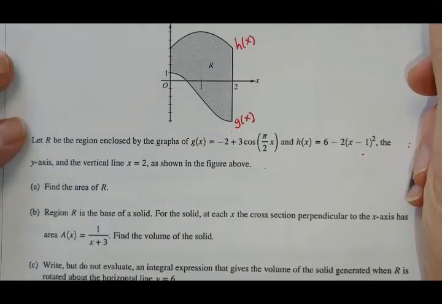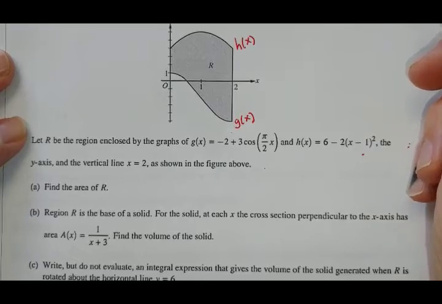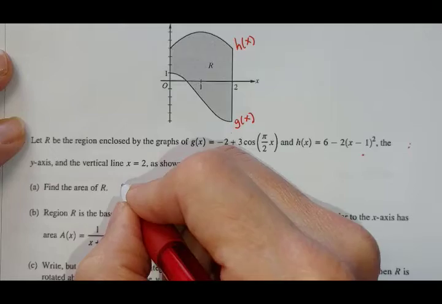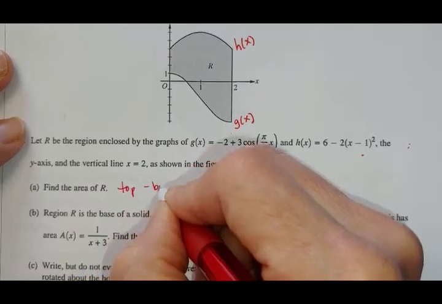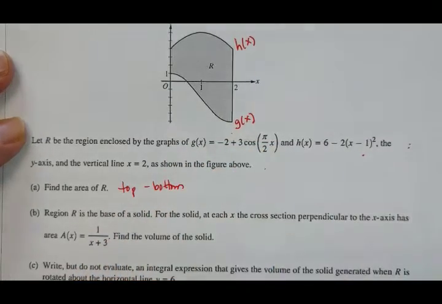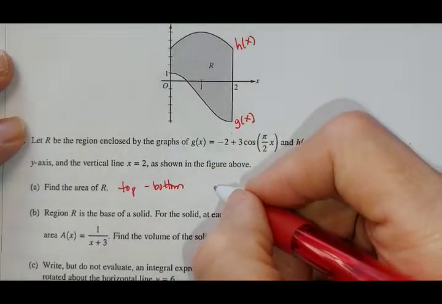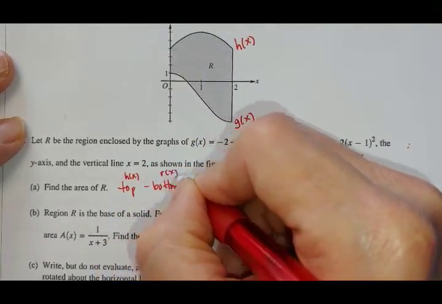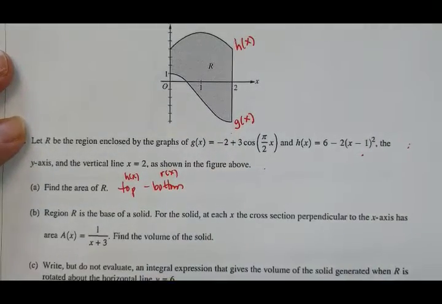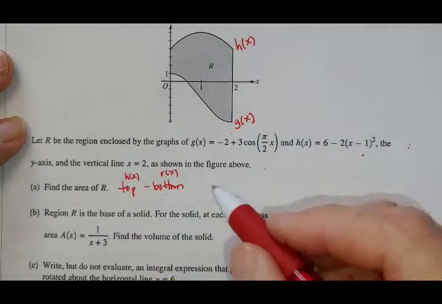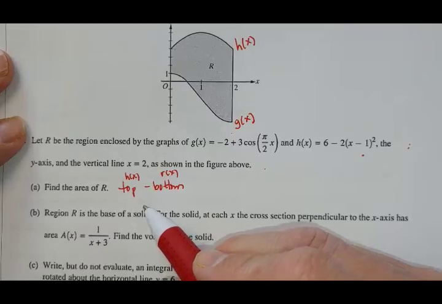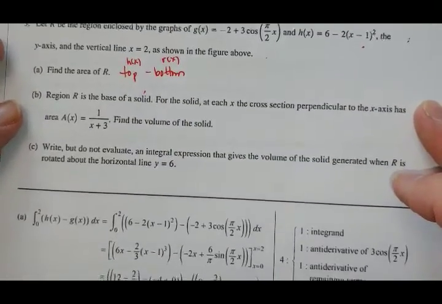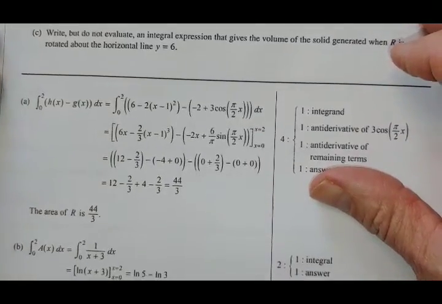So we're finding the area of the region. Remember area, there's a top and a bottom, so we're going to do top minus bottom. So that is going to be, in this case, h of x, which is on top, minus r of x, which is on bottom. And it says actually find the area. This is not a calculator problem, but there are ways to not have to worry so much about the trigonometry.